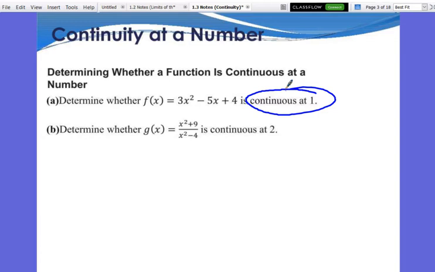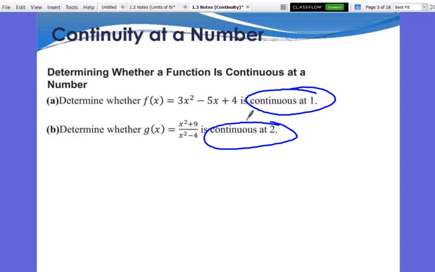Okay, what about this one, part B? Continuous at 2? No. Is there any holes or gaps? There is. At 2, exactly, because you plug in 2, it's just going to be 0 in the denominator. But will I have anything in the numerator? Is there an asymptote here? Yes, there is an asymptote.